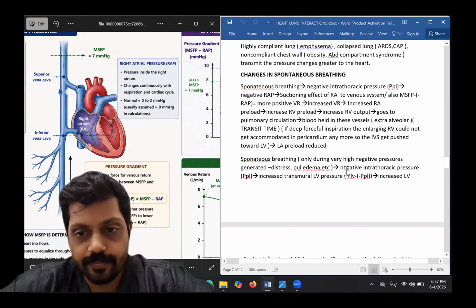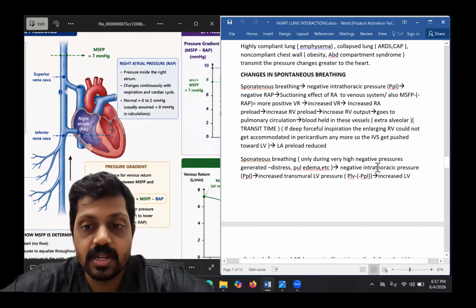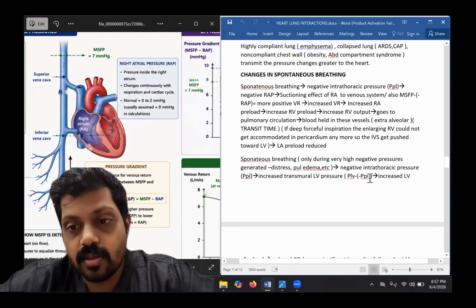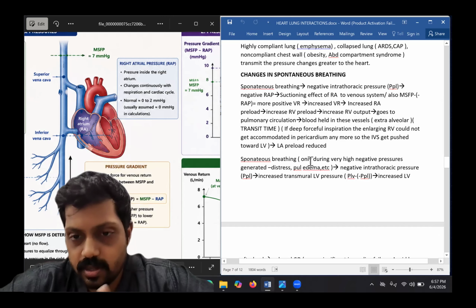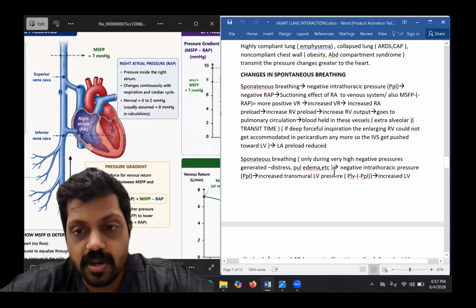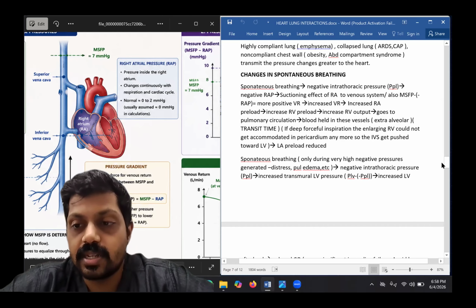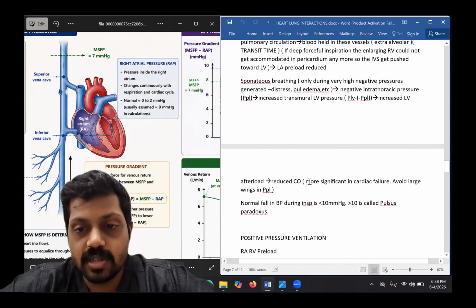As I told you, the left ventricular transmural pressure is the difference between left ventricular pressure and intrathoracic pressure, that is the pleural pressure. So when the patient is breathing normally, minimal changes happen. But when the patient is in distress, such as pulmonary edema, a very high negative intrathoracic pressure is generated. So this negative becomes positive. So high transmural LV pressure causes an increase in LV afterload. When LV afterload is increased, obviously there is reduced cardiac output.